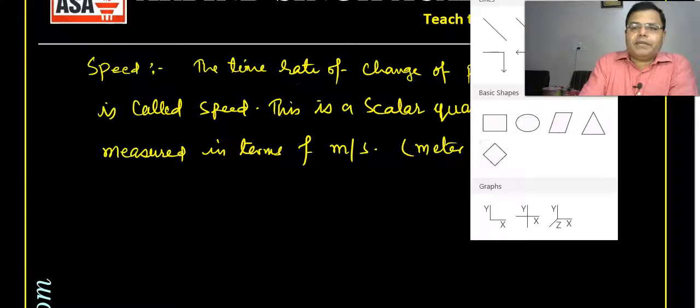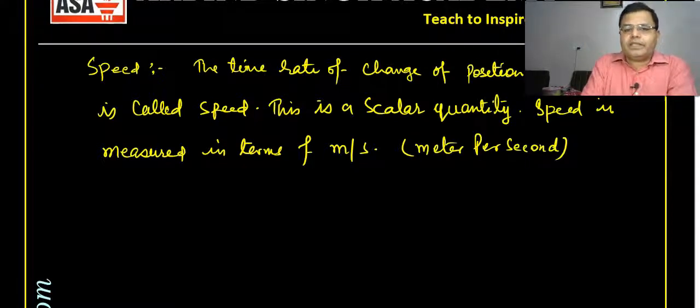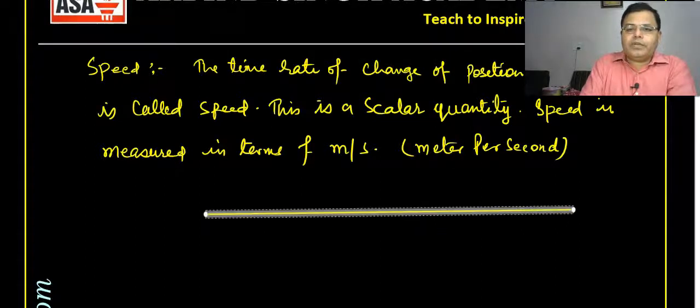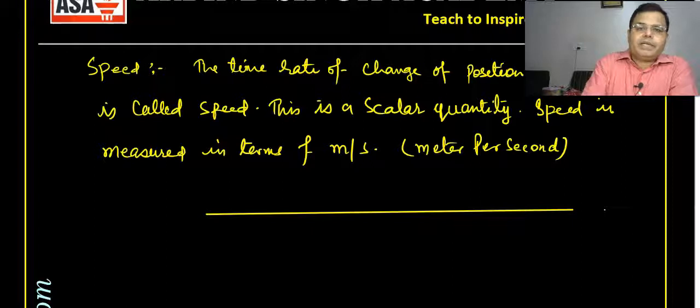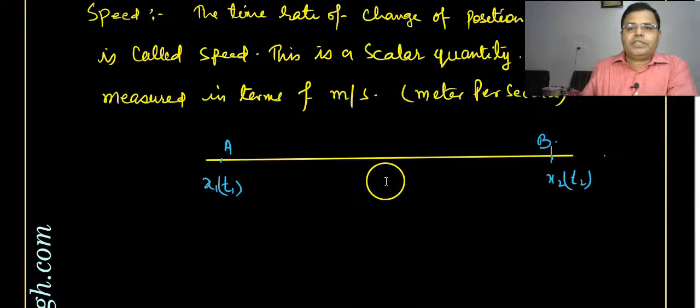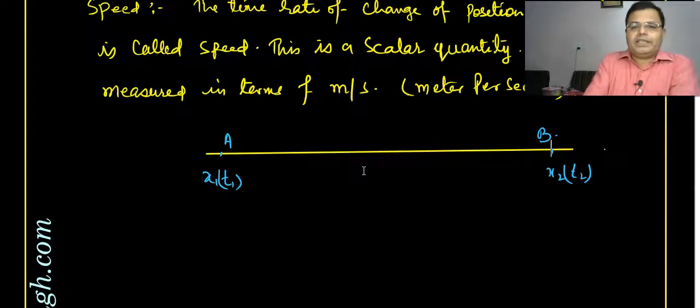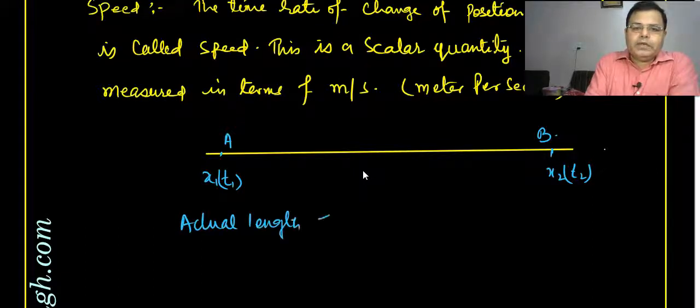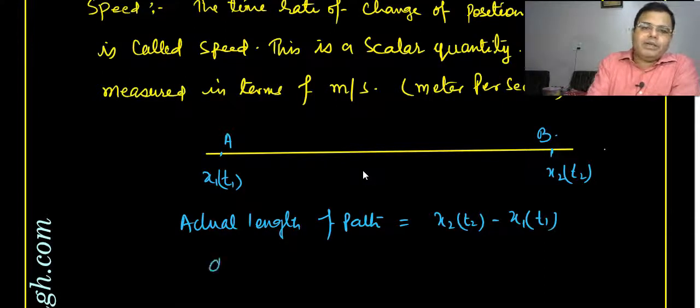As we have discussed, when a body travels anywhere, whether in one dimension, two dimension or three dimension, the position of the body at any point of time is x1 at time t1 and x2 at time t2, and during this time interval the body travels from A to B. Then the change in position, the actual length of path, is the difference between two positions, x2(t2) minus x1(t1), during the time interval t2 minus t1, right?